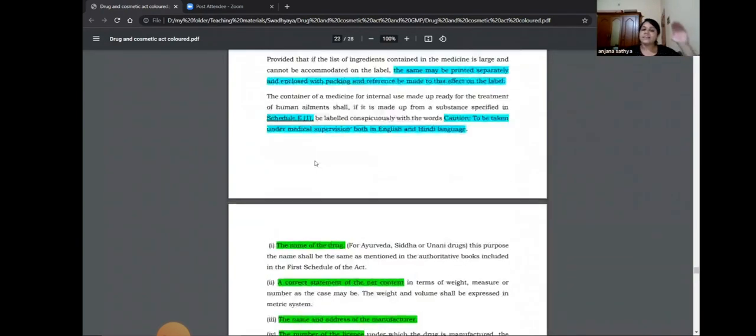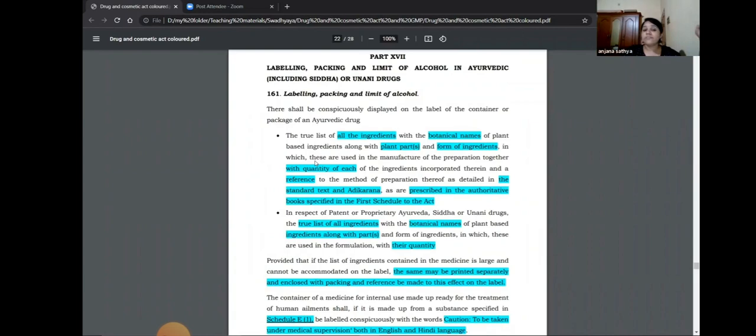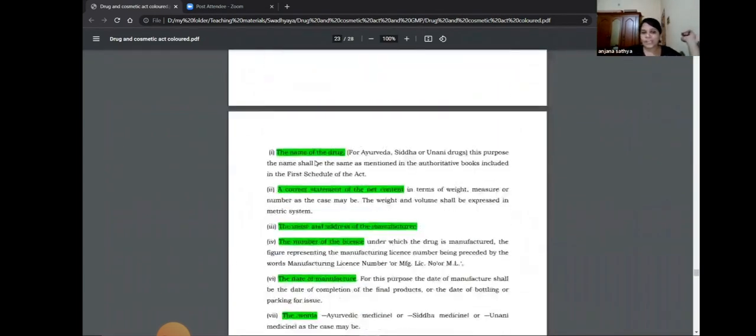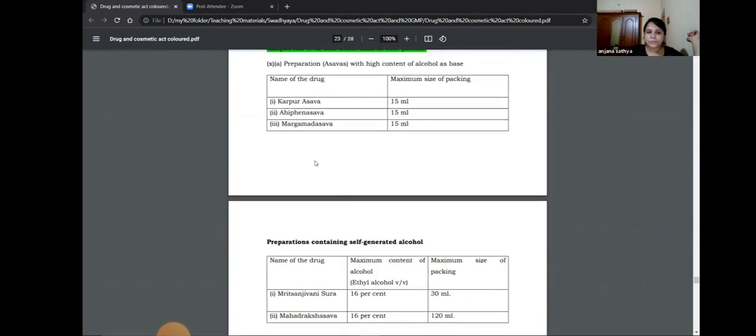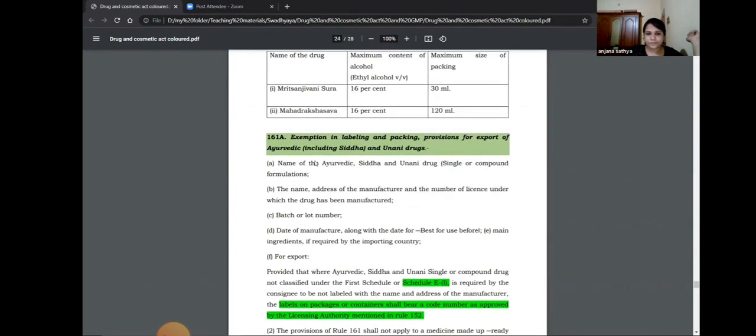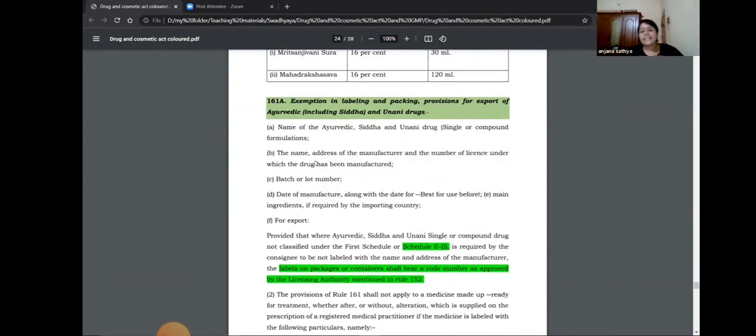So labeling, packing, and these rules are mentioned in Section 161 of the Drug and Cosmetic Act. There are certain exemptions regarding labeling and packing. If you are giving a medicine to your own patient, then you don't have to have the drug and cosmetic license. You can give the medicines to the patient by writing the name of the drug and the name and address of the manufacturer. That's it.